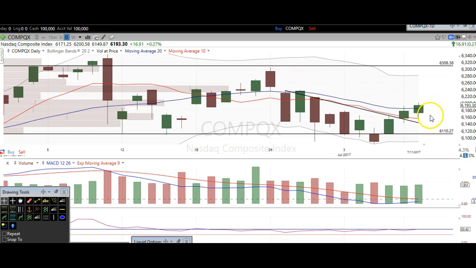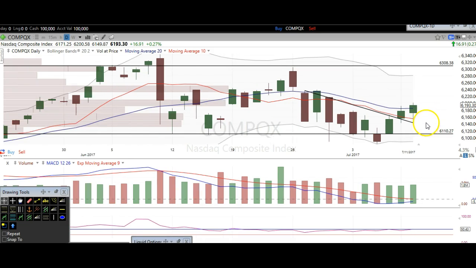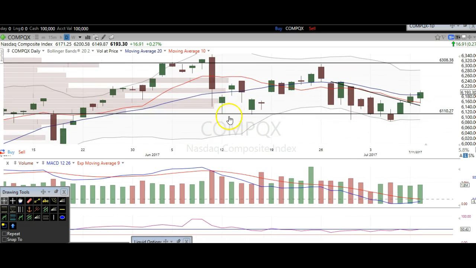If we do end up seeing lower prices, we've still got major support at about 61.10. You can see we bounced here, there, here, here, all around that 61.10 area. So pay attention to that main level. And then on the upside, we've got resistance at 63.08. Right there's a touch. Here, here, right around that 63.08, 63.09 area.